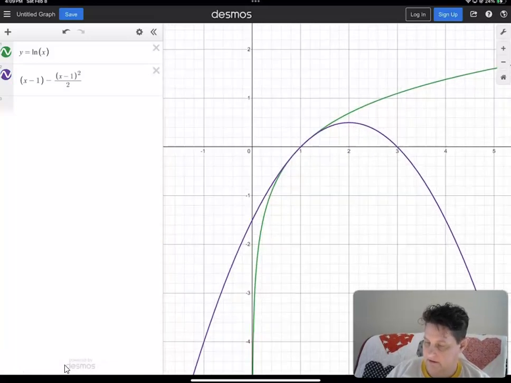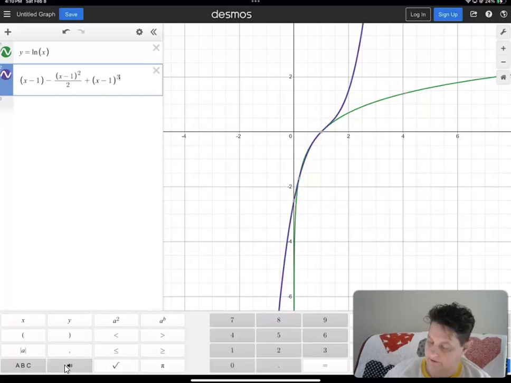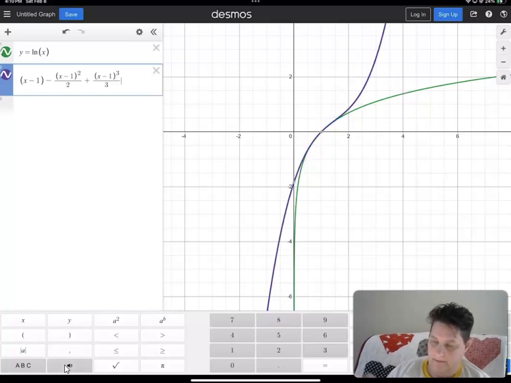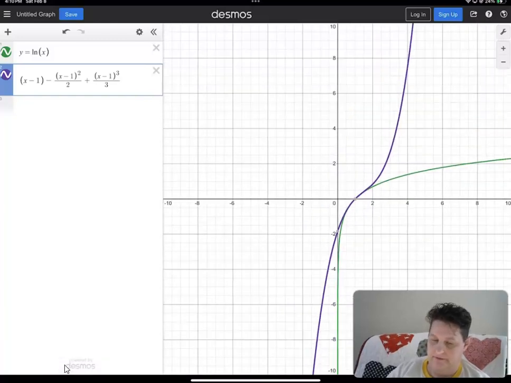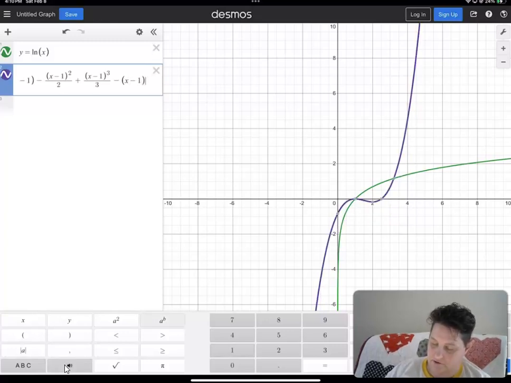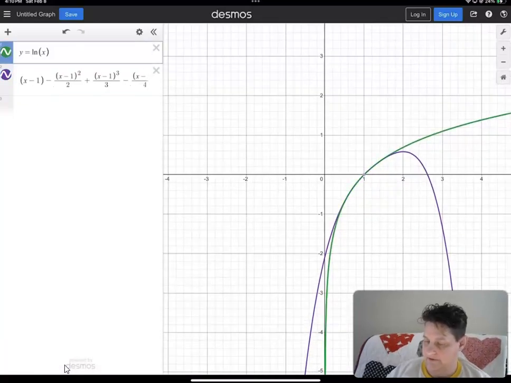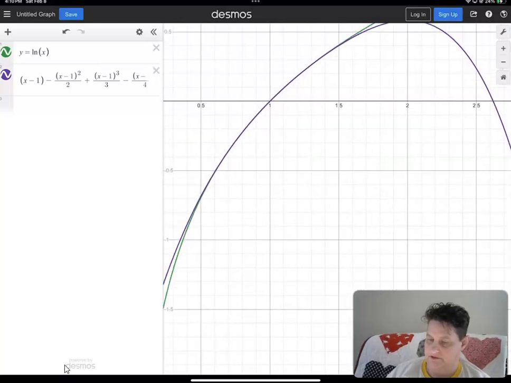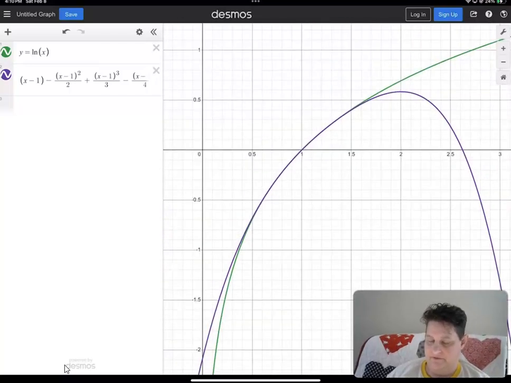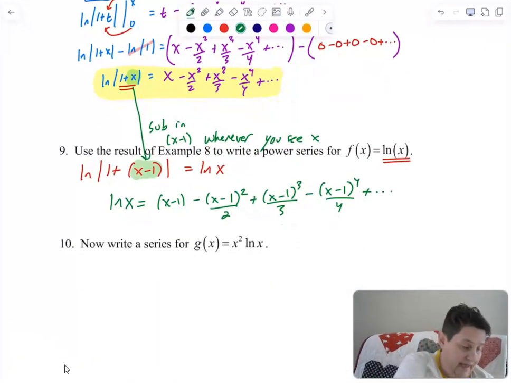Okay, that's not bad. That's getting closer to it, right? Plus x minus 1 to the third over 3. Pretty cool. That's looking pretty close right there. We'll just list one more right now, minus x minus 1 to the 4th over 4. If I zoom in pretty closely here, you can't really tell the difference between those two. Now again, we have to go out to a lot of terms to make it look like that. But that is a really good power series for the ln of x.